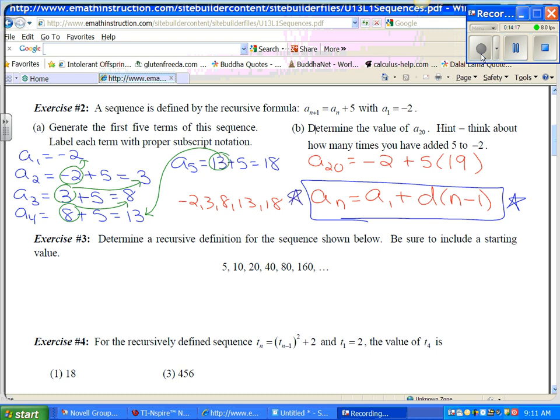Okay? Very important. So are you going to have to go through and do recursion to find these larger values? No, it would be silly to. If I wanted the 113th term, you're not going to do this 113 times, okay? You're going to use the definition. Okay, next one. You ready?